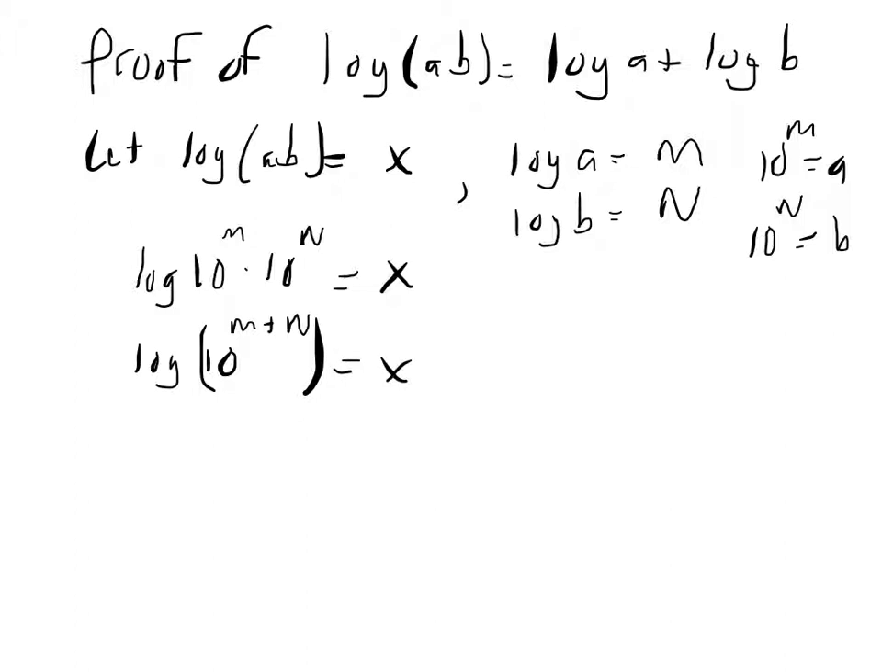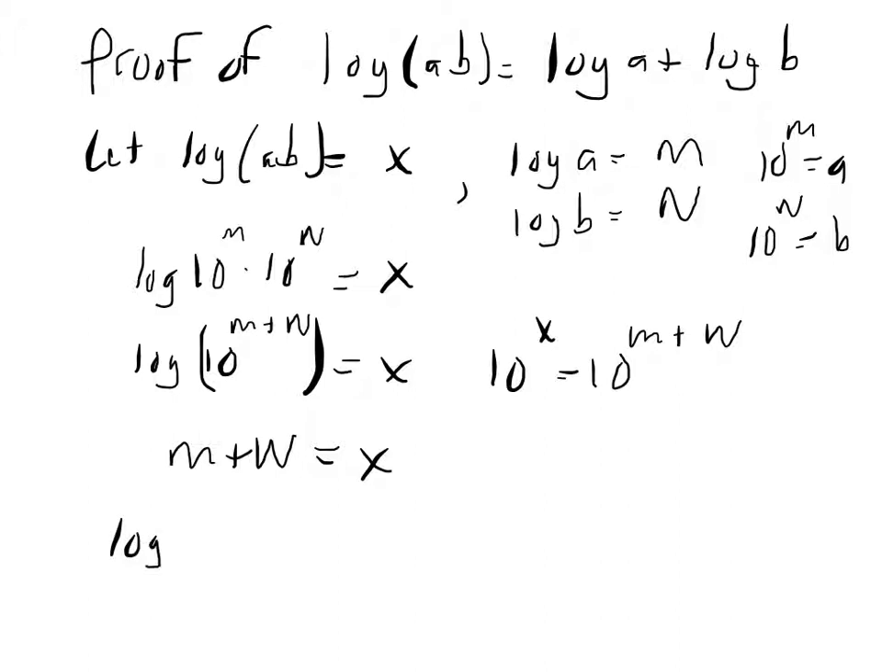So then we ask ourselves, we have 10 to the x equals 10 to the m plus n. 10 to the x equals 10 to the m plus n. That's using our definition of logarithm here, base to exponent equals result. Therefore, I then know that m plus n equals x. And if I come back up here then, what's m? m is log base 10 of a, and n is log base 10 of b. So therefore, substituting then, m is log of a, n is log of b, that equals x.